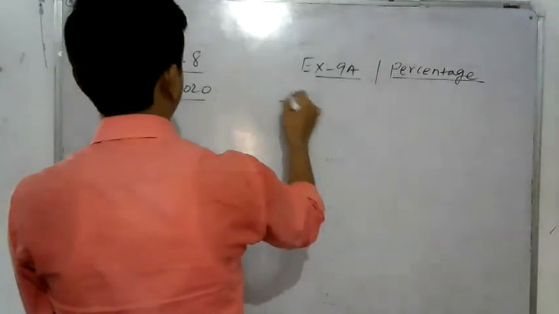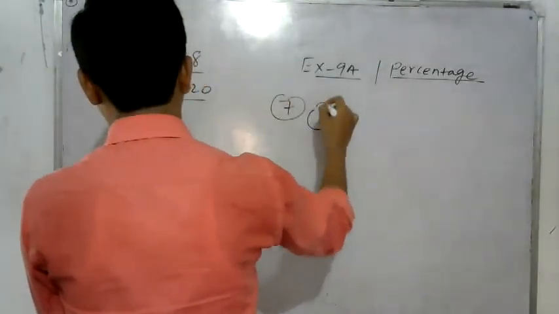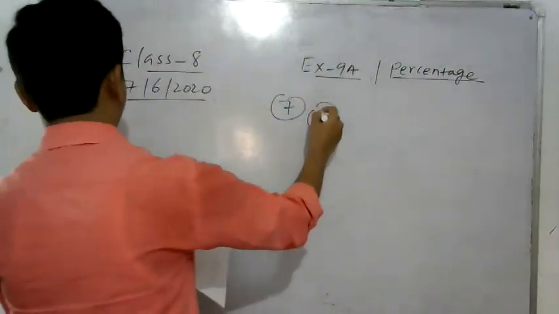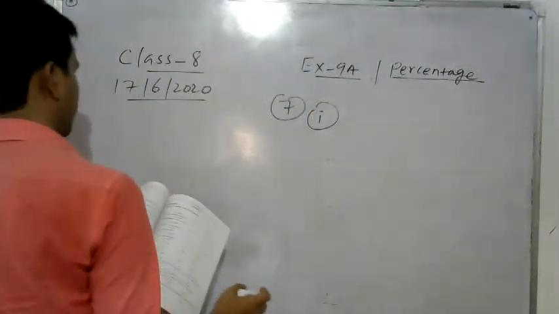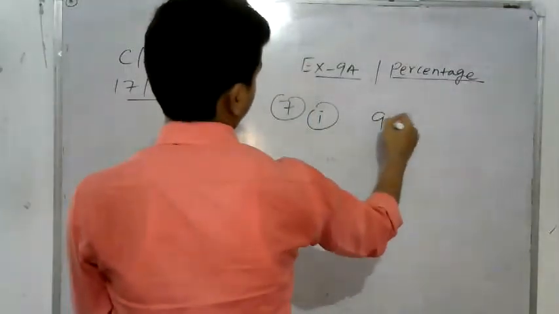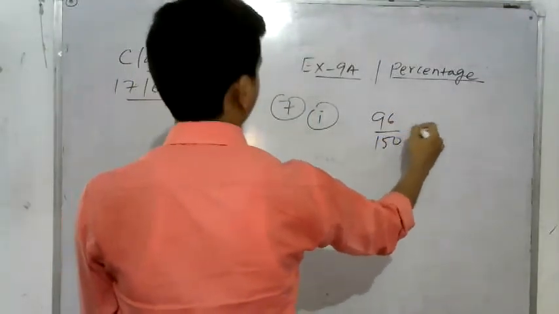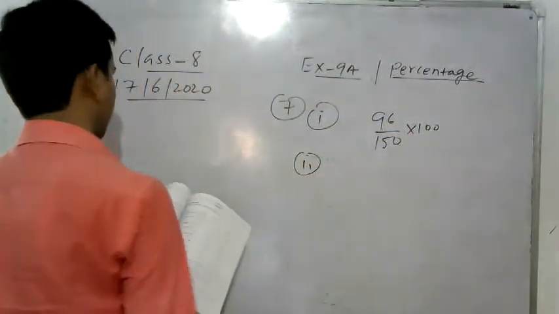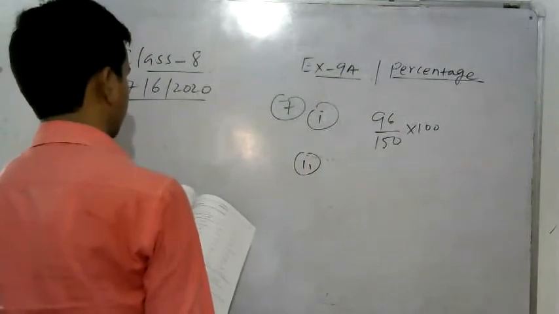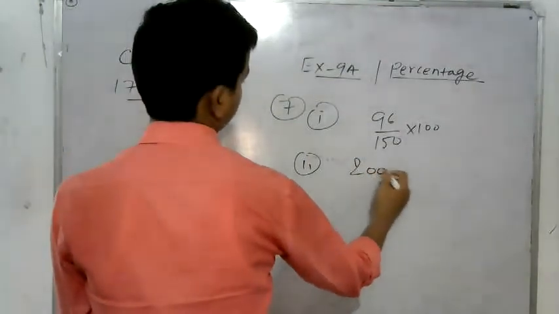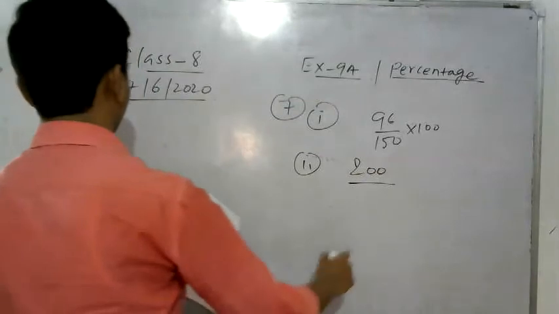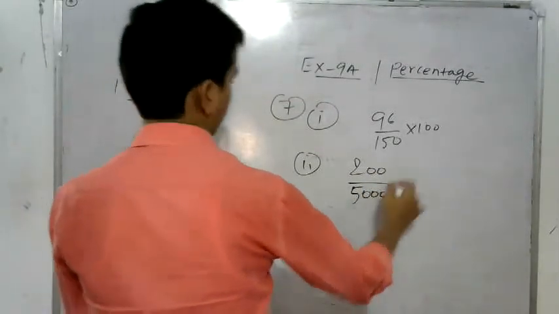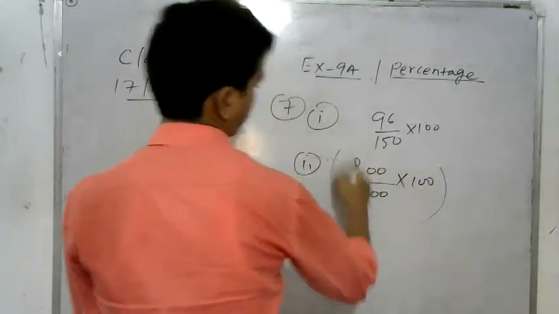Now in question number 7, see part second. In part first, what percent of 150 is 96? So for this you have to do just 96 divided by 150 into 100. In second, what percent of 5 kg is 200 gram? The 200 gram divided by 5 kg means how many gram? 5000 gram, into 100. Okay, solve it.